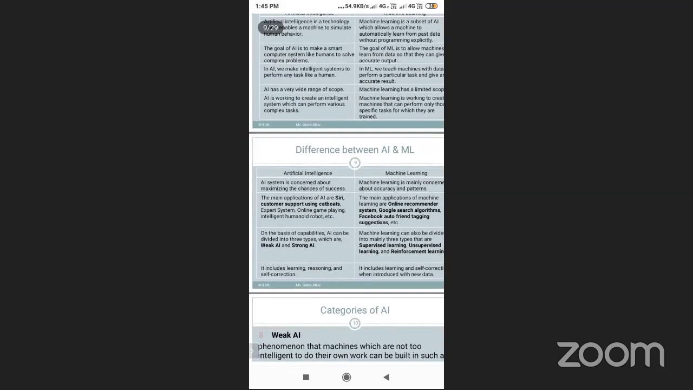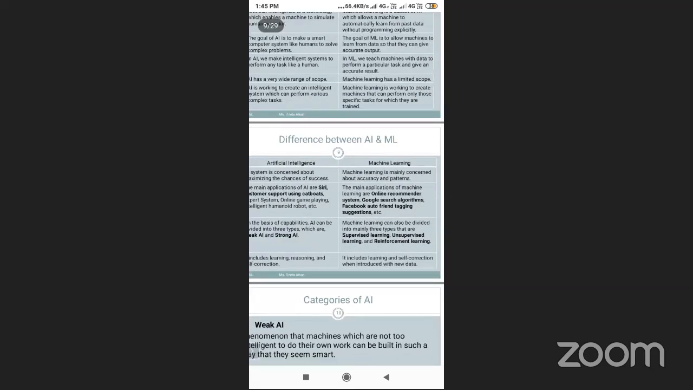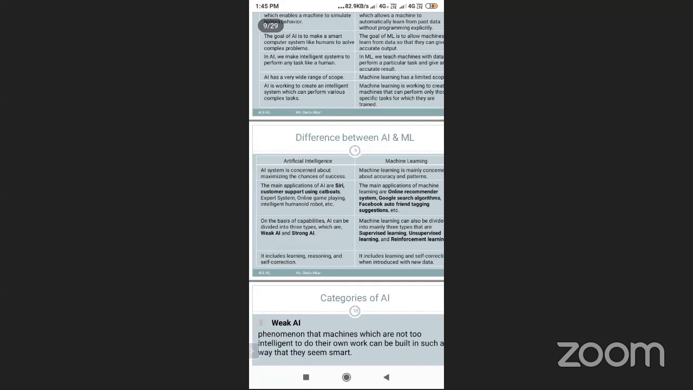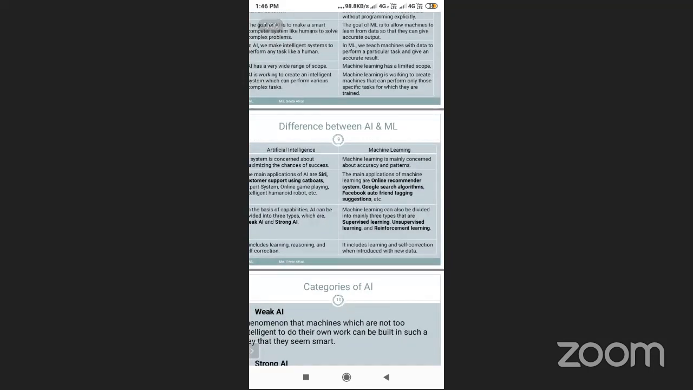Also, one more thing: AI includes learning, reasoning, and self-correction. But in machine learning, only learning and self-correction occur. What is meant by reasoning here, and why does it not occur in machine learning? In artificial intelligence, reasoning is nothing but logical thinking done by the machine which we have trained using artificial intelligence. But in machine learning, reasoning will not occur. We are only training the system and it is giving us an output.